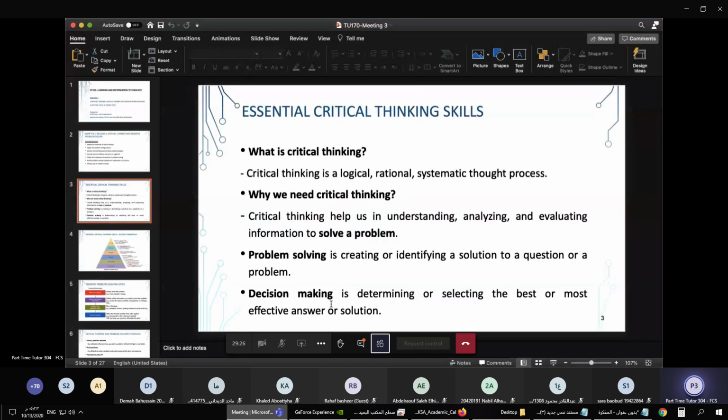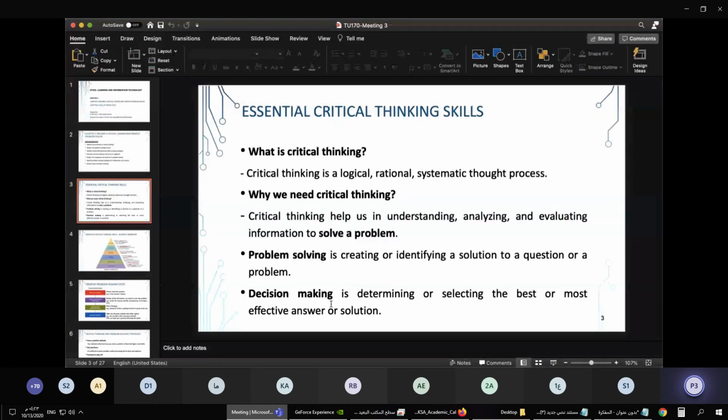Critical thinking helps us to understand, analyze, evaluate information to solve a problem, so you need critical thinking to solve a problem in the best solution. So you find the best solution. Critical thinking helps you to find the best solution for a problem.